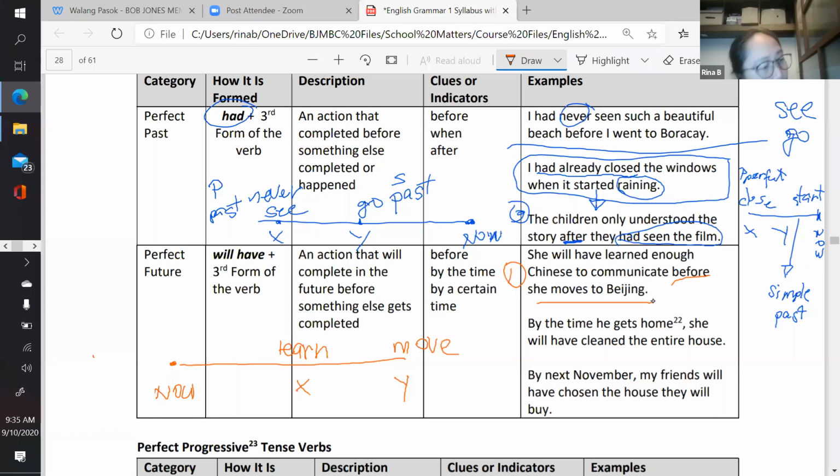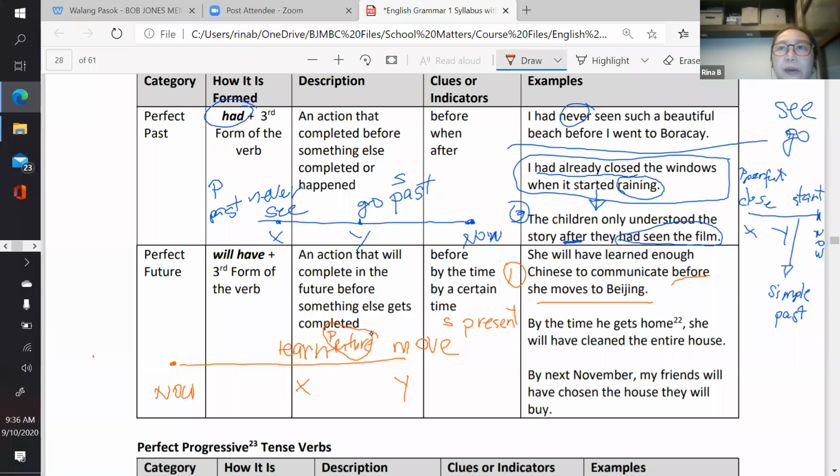All right. So the first action, X, will be written in the perfect future. And then the second action, Y, will be written in the simple present. Okay? Simple present. Perfect future. Sorry, I know my handwriting is bad. Perfect future, okay, for the X. And then simple present for the Y.